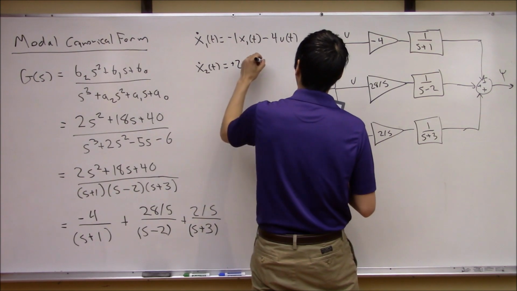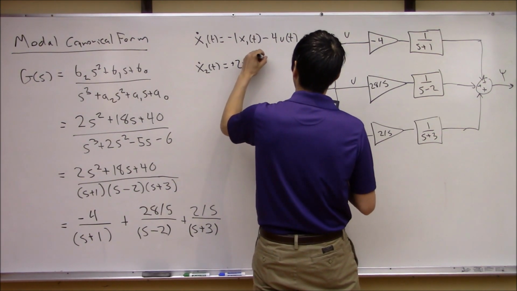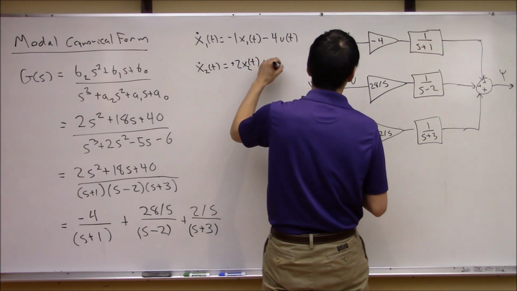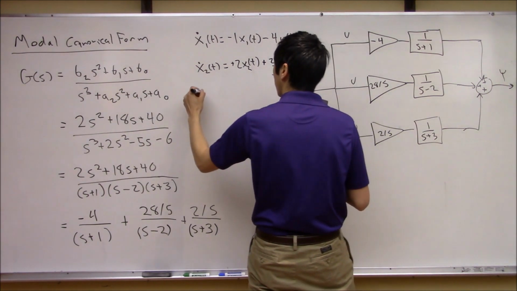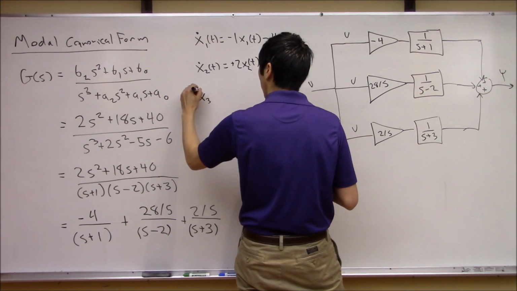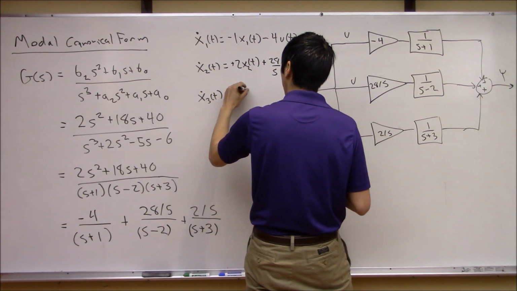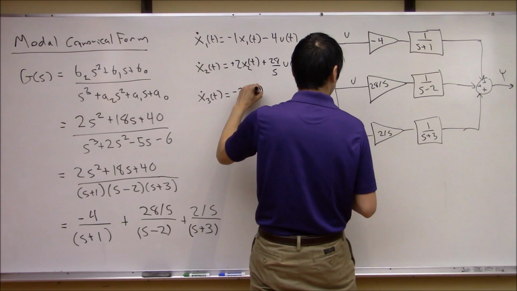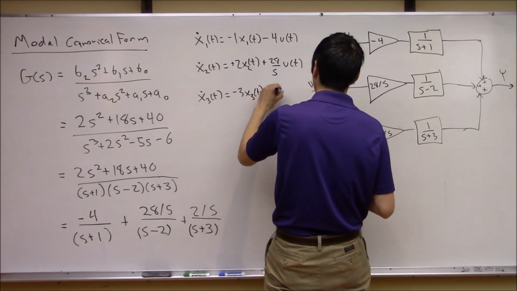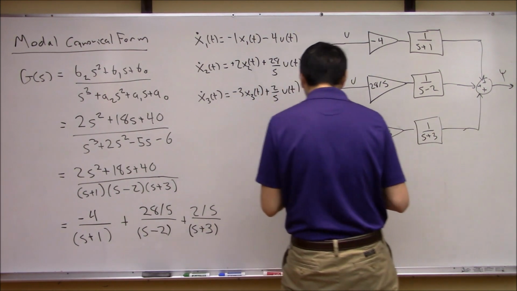plus 28/5 u of t. And finally, the third one is nothing more than x3 dot of t is equal to -3 x3 of t, plus 2/5 u of t.